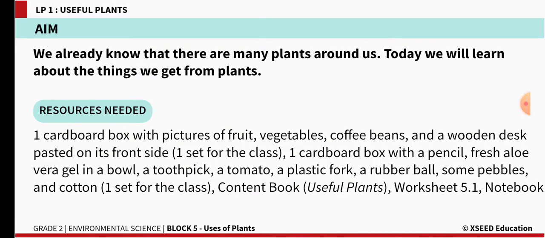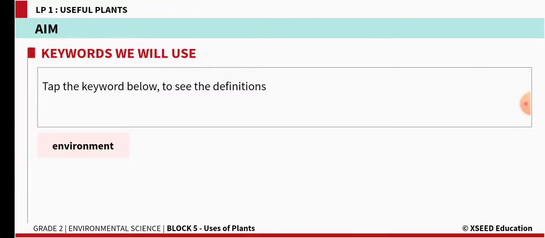We already know that there are many plants around us. Today we will learn about the things we get from plants. So you might have seen different types of plants surrounding you. Some are small, some are big, some are climbing, some are creeping on the ground. Yes, children, and some are even very soft stem plants. Different plants are surrounding us and they are very, very useful to us.